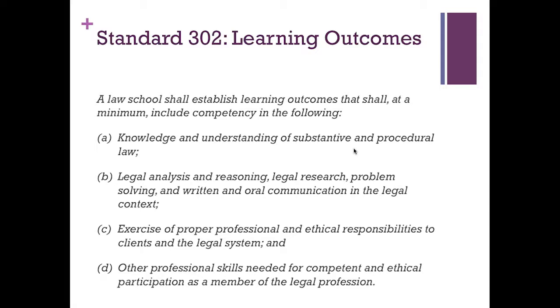And we begin with Standard 302, learning outcomes. A law school shall establish learning outcomes that shall at a minimum include competency in the following. You can see the four major areas there. And when we think of outcomes, we sort of think of, okay, have our students graduated? Have our students been able to find jobs? And are they passing the bar exam?